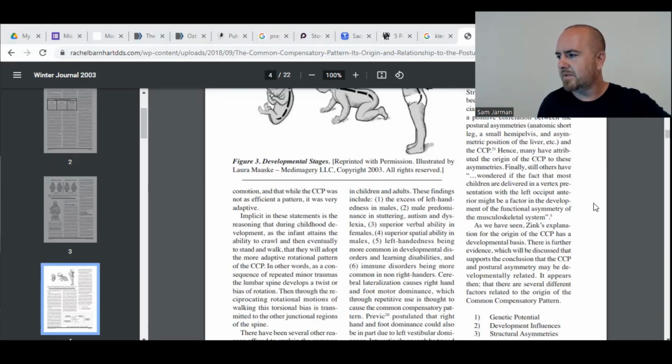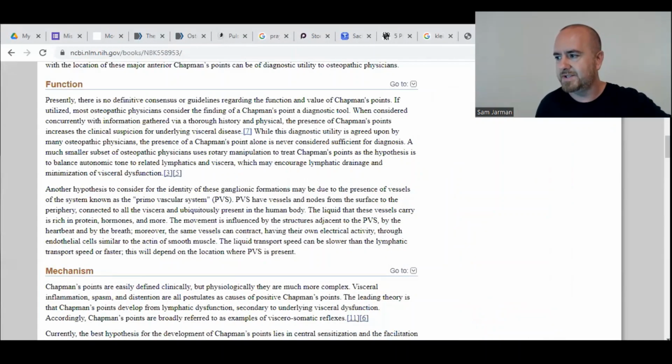Where is it? Do I have this up here? I think I have this up here. Chapman's reflexes is another kind of traditional model.